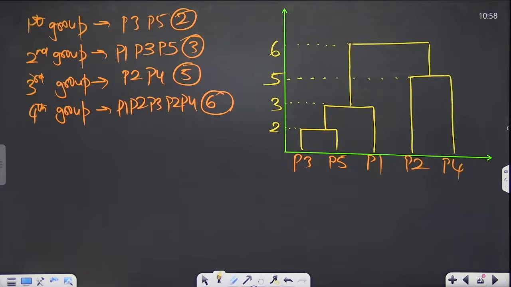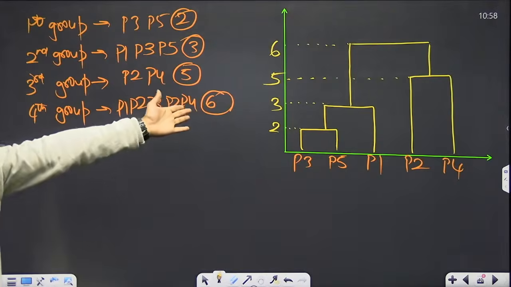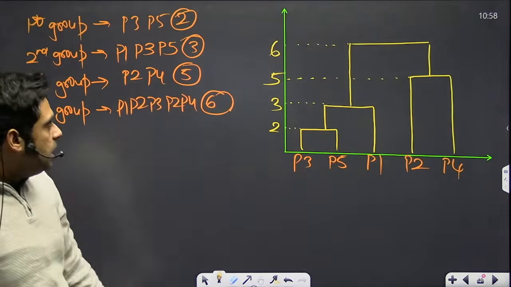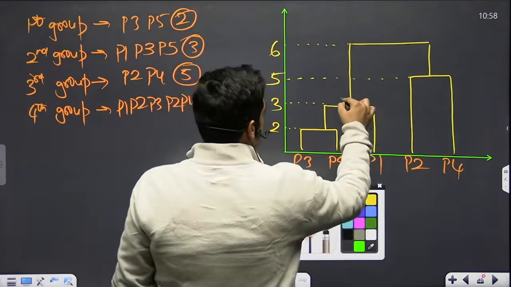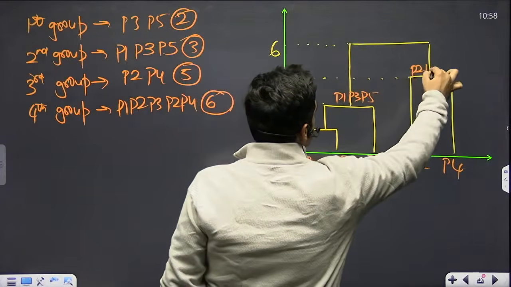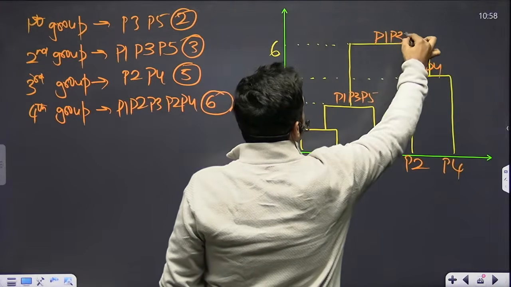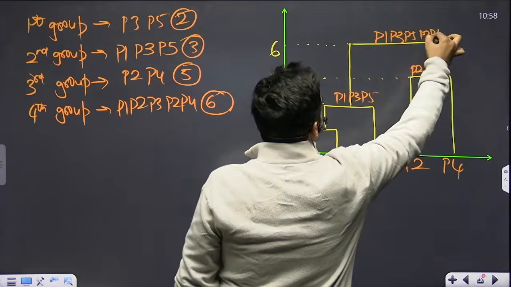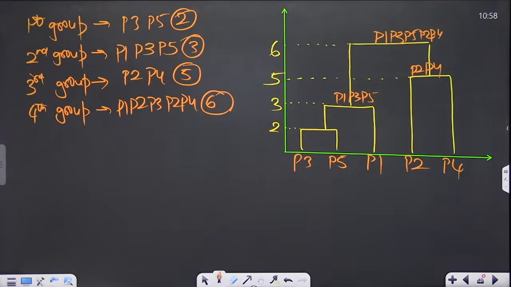Yes, the fourth group is between P1, P2, P3, P4 and P5. This group is P1, P3, P5, and this group is P2 and P4. So when I club them, I get P1, P3, P5 along with P2 and P4. I hope you are getting this.